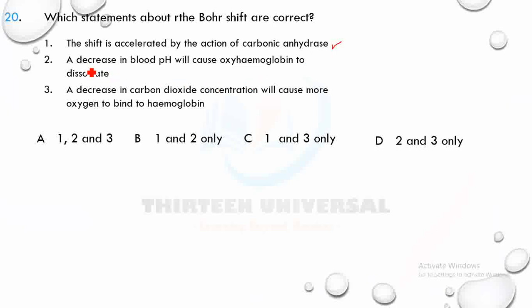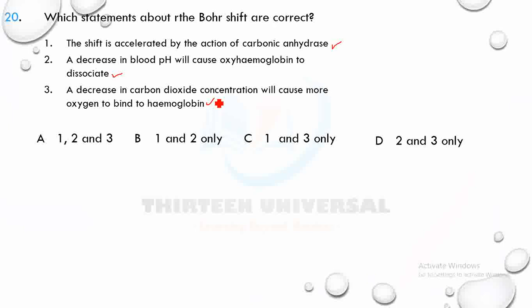Now A says a decrease in blood pH will cause oxyhemoglobin to dissociate. Yes, it will cause it to dissociate, so it can release oxygen and then combine with protons. Now 3 says a decrease in carbon dioxide concentration will cause more oxygen to bind. Yes, once you reduce carbon dioxide concentration, there will be less hydrogen ion to compete for the heme group in hemoglobin, so more oxygen will be picked up.